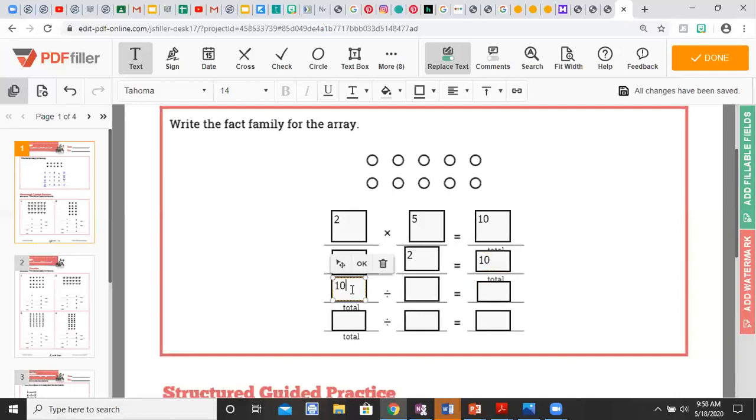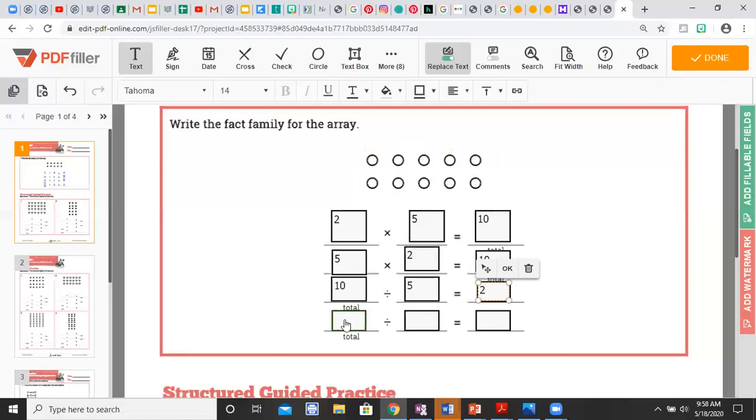Okay, so now I have 10 divided by 5 gives me 2, because there are 2 pieces in each group. So here's 1 group of 2, 2 groups of 2, 3 groups of 2, 4 groups of 2, and 5 groups of 2.